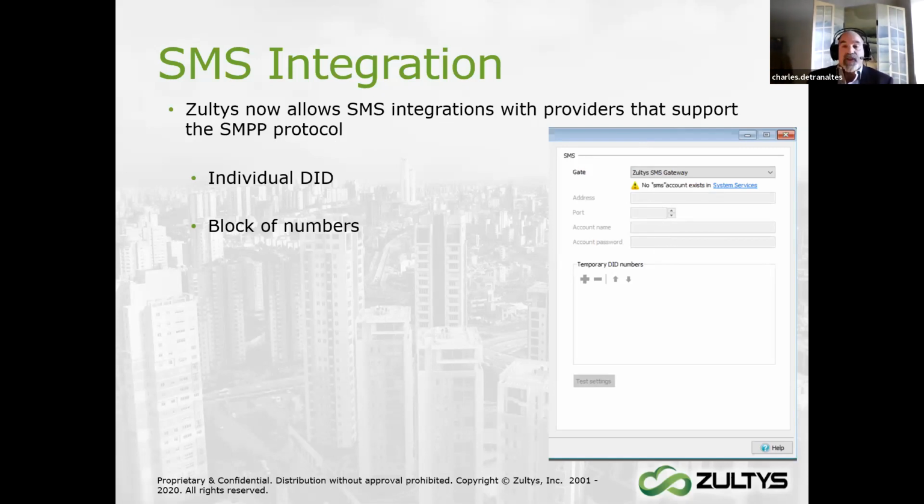We can do it on an individual DID basis. So this is very popular for like real estate agents, where they put their DID number on their signs or listings, and they get a text directly to them, and they can handle it directly. Or you can purchase, consider it like, a block of SMS enabled SMPP numbers, and you can add them in this temporary DID area, where a user sends out an SMS message, and we just attach one of the block of numbers.